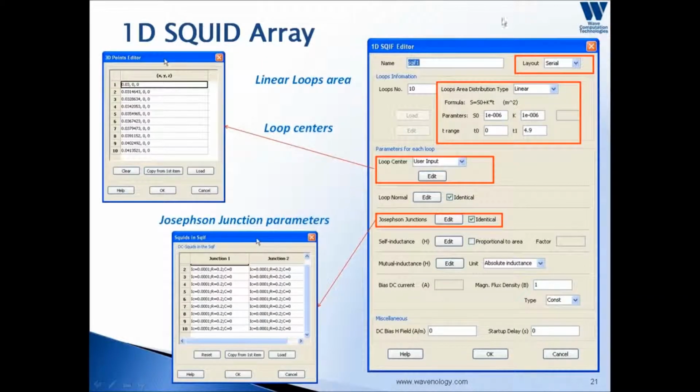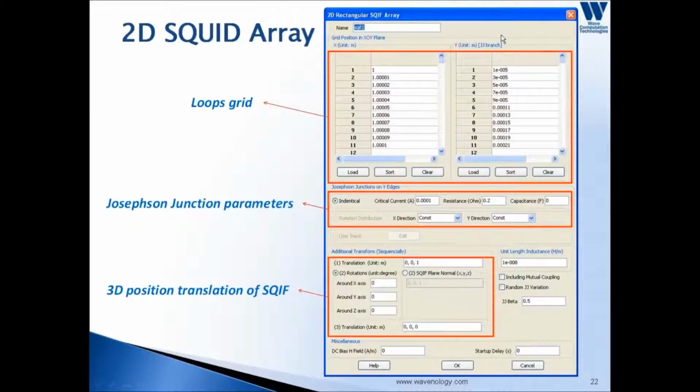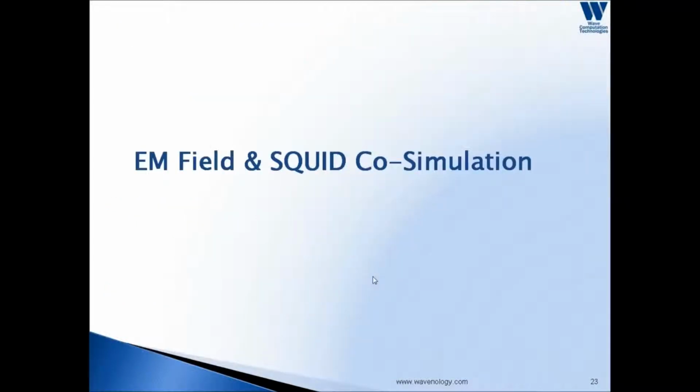I want to briefly go through the GUI here. For example, this is the 1D squid array design GUI. You can have serial or parallel, and you have all the other parameters to configure everything you want. You can even enter one by one to fully customize every site, every loop, every junction. And this is 2D. It's just more complicated, and you have all the parameters as well. I will cover this during the live demo. So that's about this GUI.